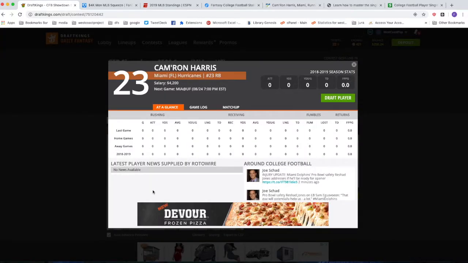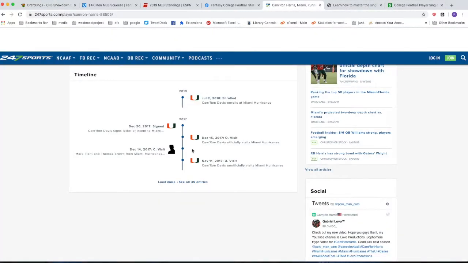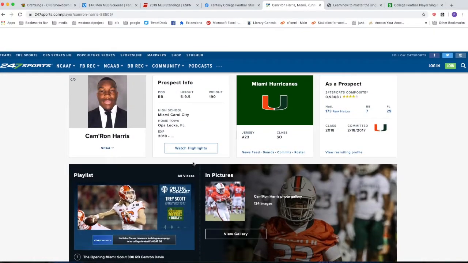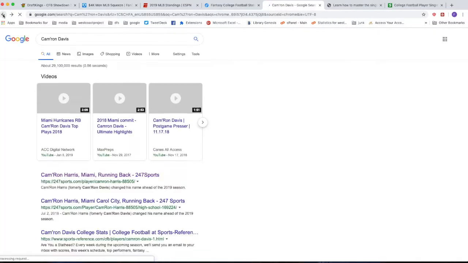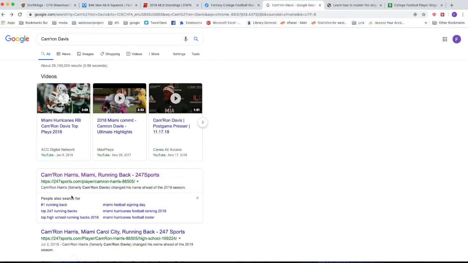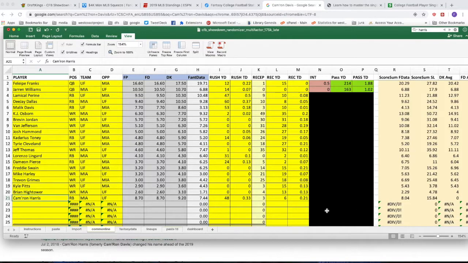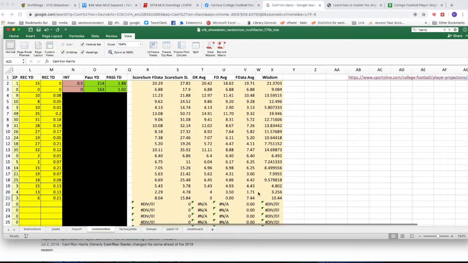I couldn't find him, so I just Googled him. Formerly Cameron Davis, now Cameron Harris. I don't know why he changed his name, but here's why I wanted him in here, because he's very likely... He's the last one in here because I had to figure out what to do with him. He's very likely to contribute 10 fantasy points in this contest.